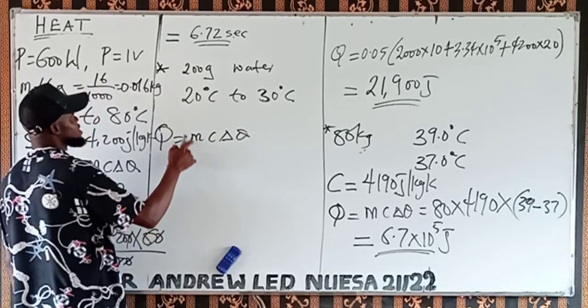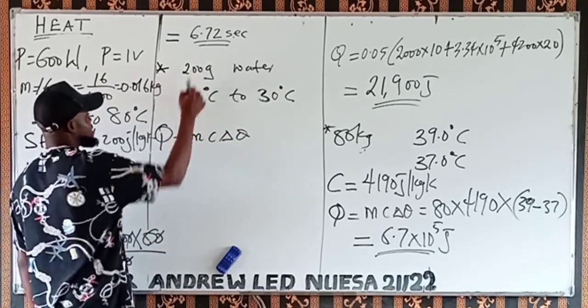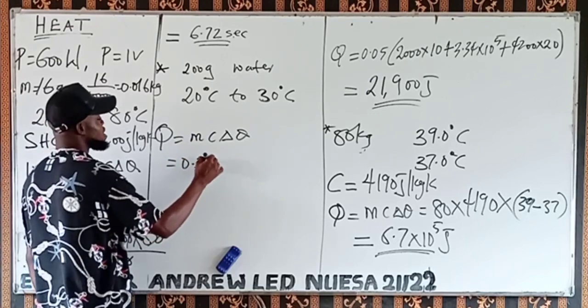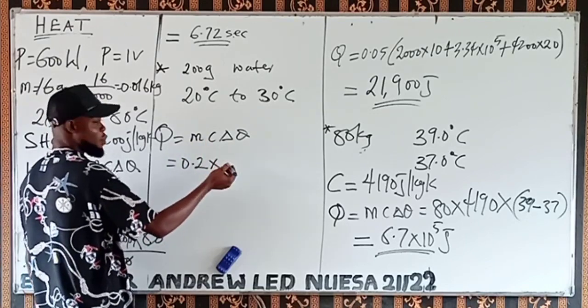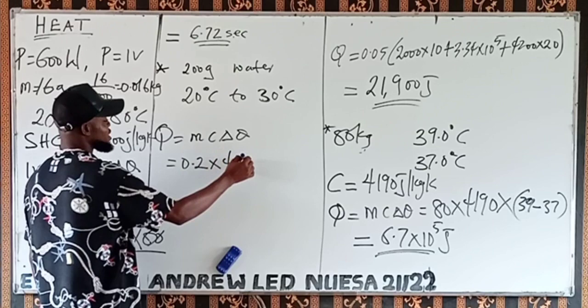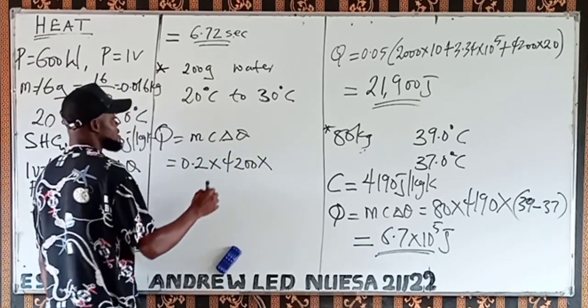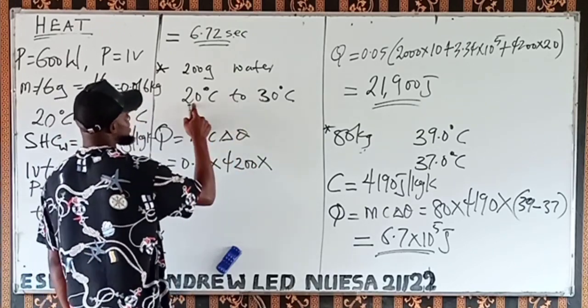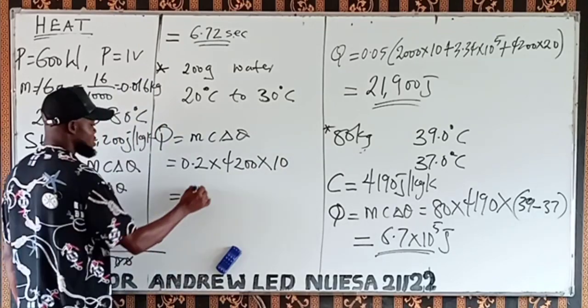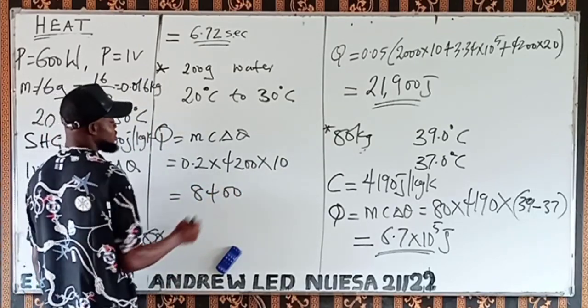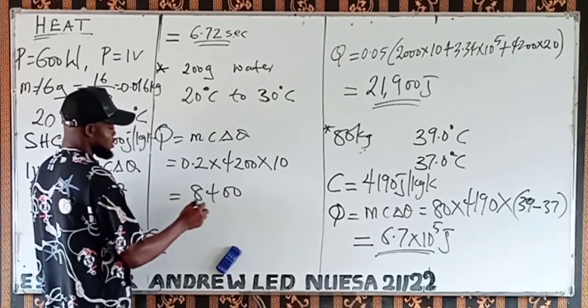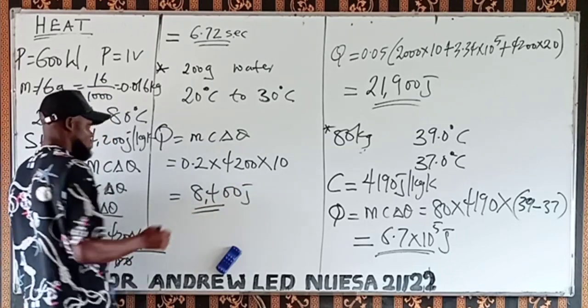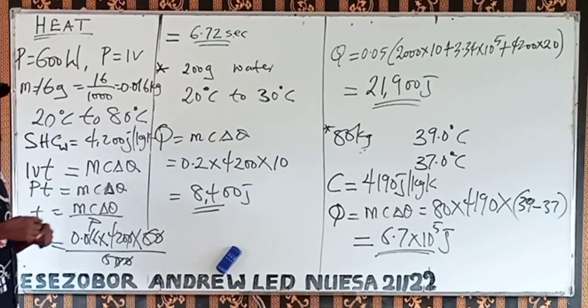The mass is 200 grams divided by 1,000, that will be 0.2, times the SHC for water, which is 4,200, times the temperature change, 30 minus 20, that is 10. So that gives us 8,400 joules. That's the quantity of heat required to do that job.